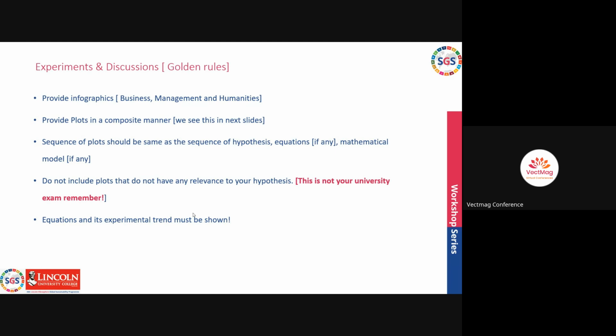Now coming to experiments and discussions, here are some of the golden rules. In the case of business management and humanities, always provide infographics. Infographics is the best way to get your point across. Always provide the plots in a composite manner, like we have also seen in the previous slides, and we'll also see in the next slides.